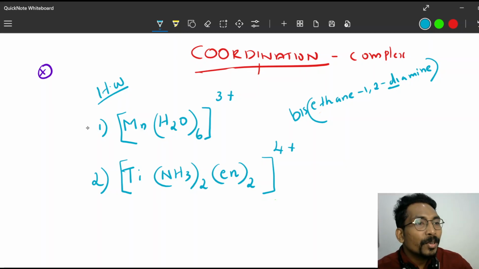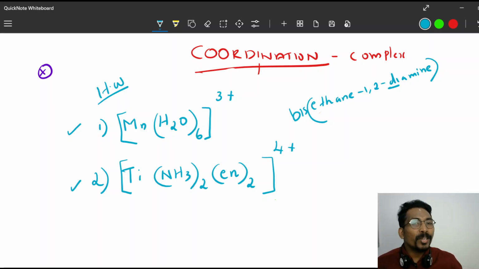So you can write the answers in the comment box. We can check how many of you are getting correct answers. So first one, [Mn(H2O)6]3+. Second one, [Ti(NH3)2(en)2]4+. Okay, good. So this is the naming of coordination complexes.